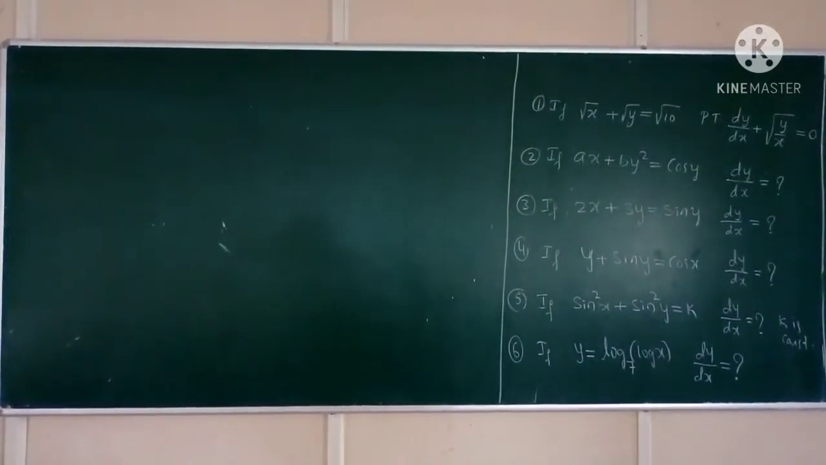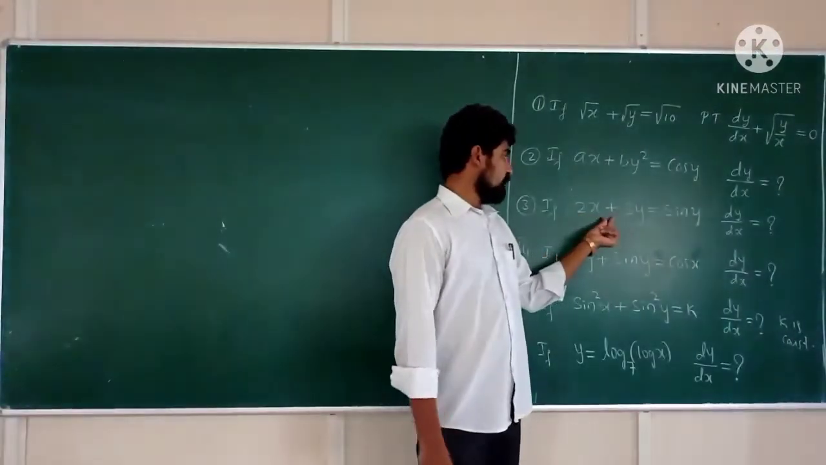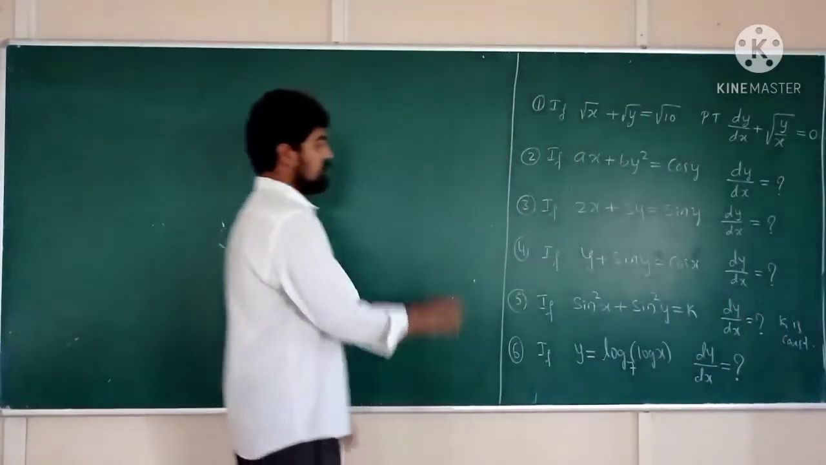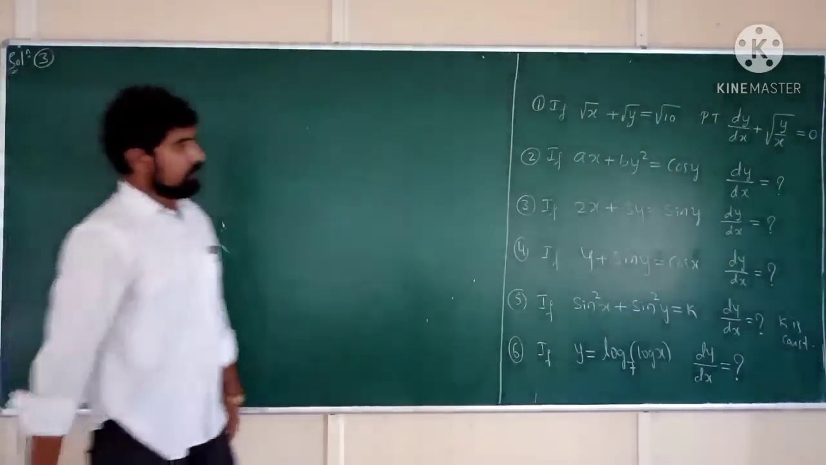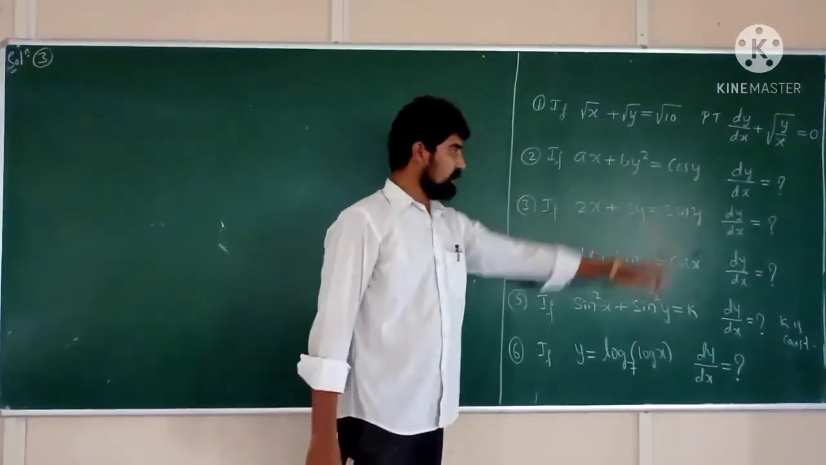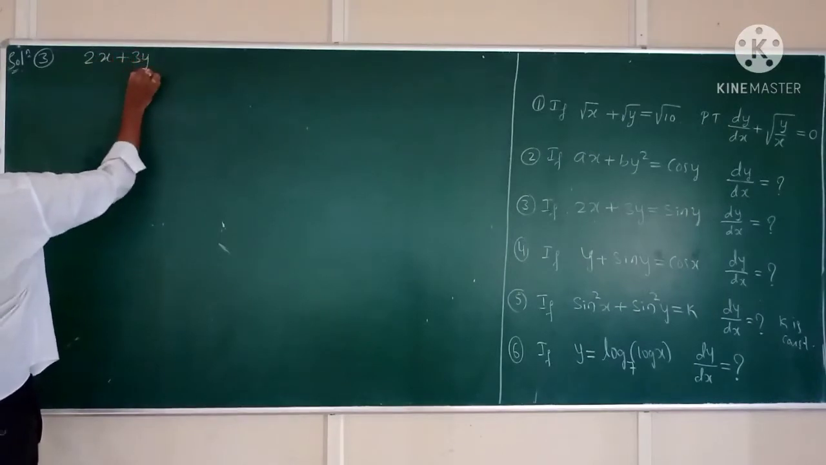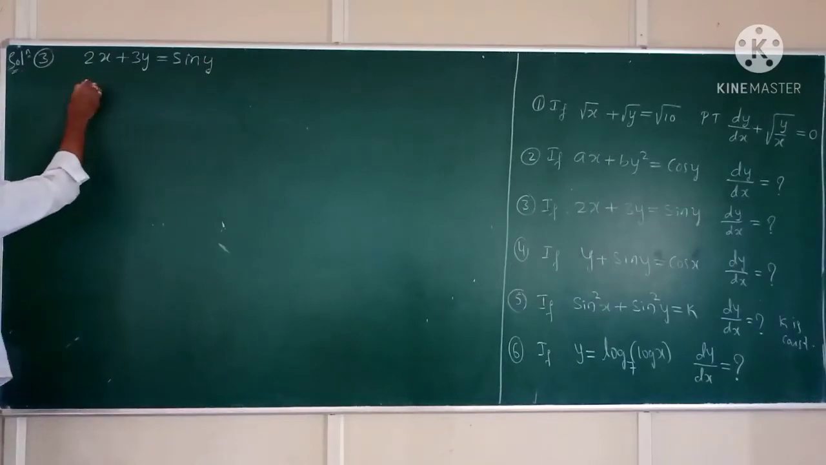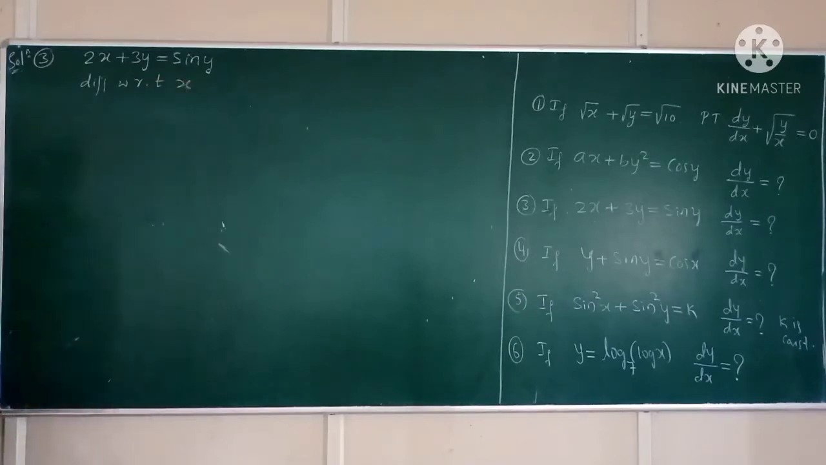So now the third question is, if 2x plus 3y is equal to sin y, then find the value of dy by dx. Let's start the solution. Here it is given that 2x plus 3y is equal to sin y. To find dy by dx, differentiate this with respect to x.